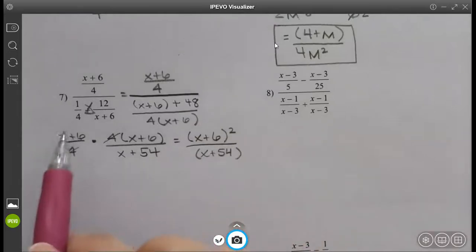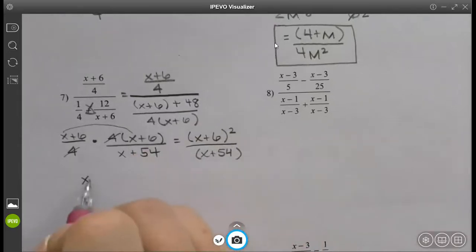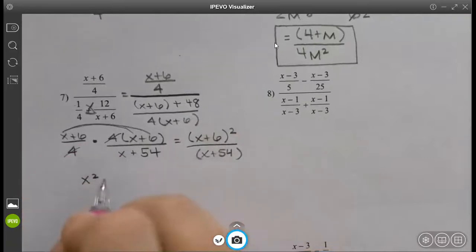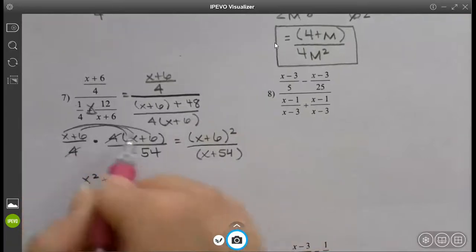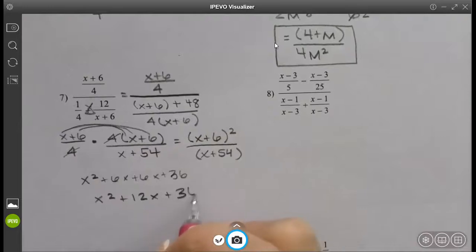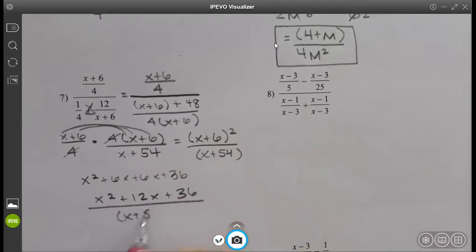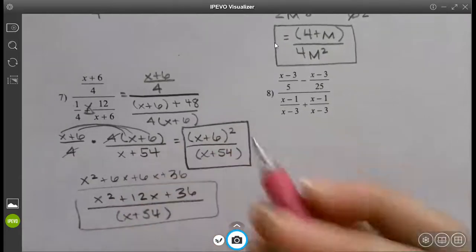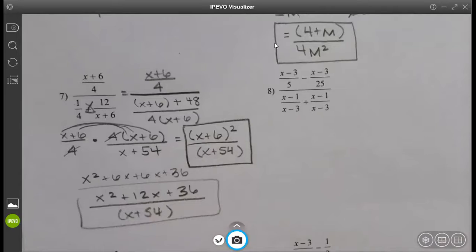If they write this out, it'll be x times x is x squared. X times 6 is 6x. 6 times x is 6x. And 6 times 6 is 36, which simplifies to x squared plus 12x over 36. And then you would just put the x plus 54 on the bottom. This is going to be more likely with the square than this one. Got it? I just want you to know if you do this, you're not wrong. I don't care which one you give me.